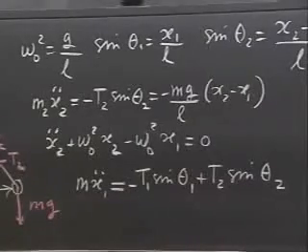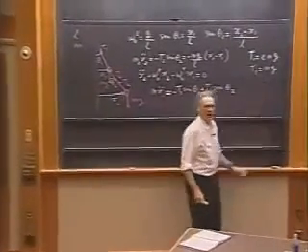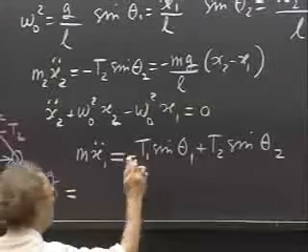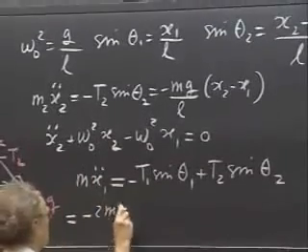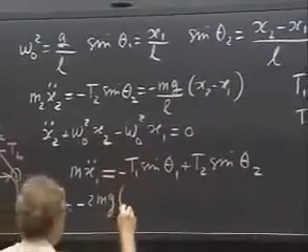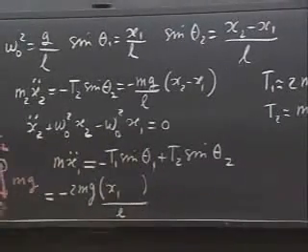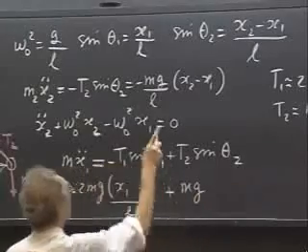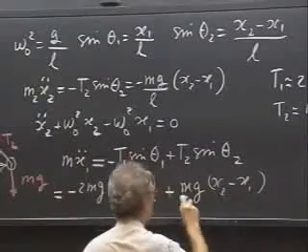And so I'm going to substitute in there now the sines, and I'm going to substitute in there T1 equals 2mg and T2 equals mg. So this becomes equal to minus 2mg times the sine of theta 1, which is x1 divided by L. And then I get plus T2, which is mg, times the sine, x2 minus x1 divided by L.